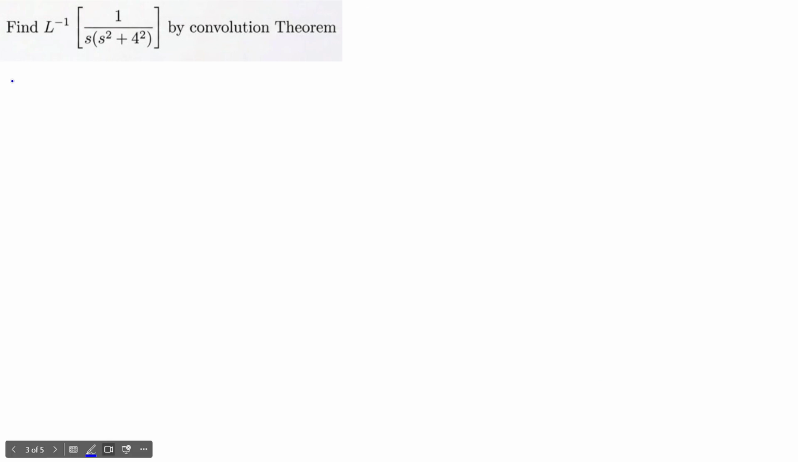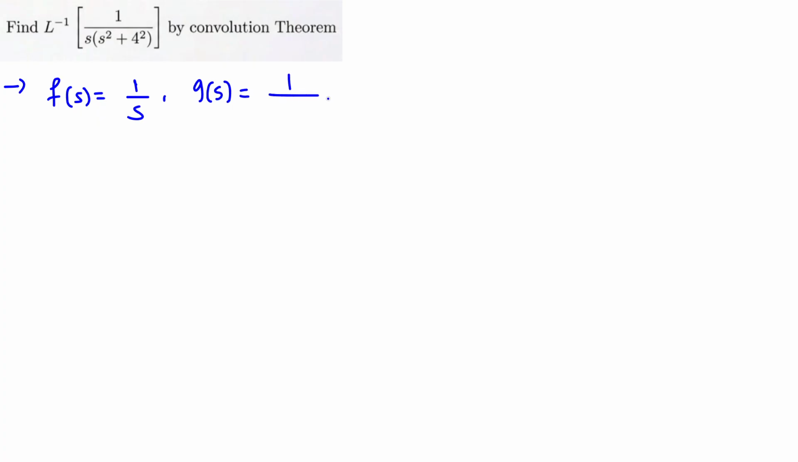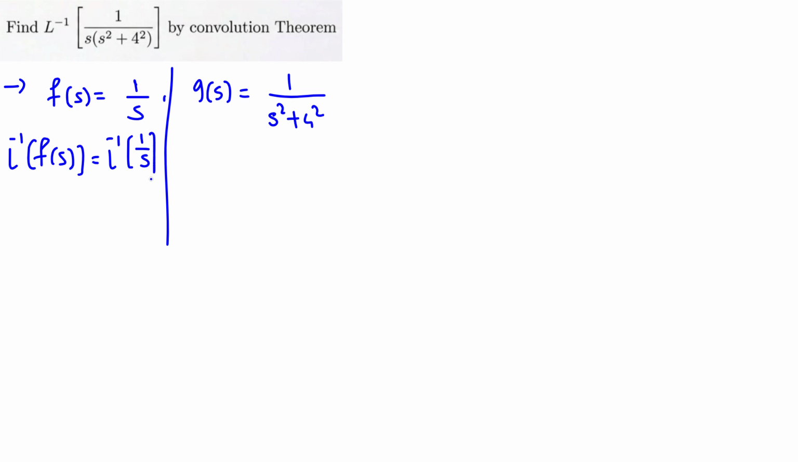The question is, find the Laplace inverse of the given expression. So your first step should be to initially find f of s and g of s. So for f of s, again here I am considering 1 by s, and for g of s I am considering 1 upon s square plus 4 square. Now you have to take the inverse on both sides. So the Laplace inverse of f of s is equal to the Laplace inverse of 1 by s. The Laplace inverse of f of s is f of t, and the Laplace inverse of 1 by s is again 1. So this will be your value of f of t.